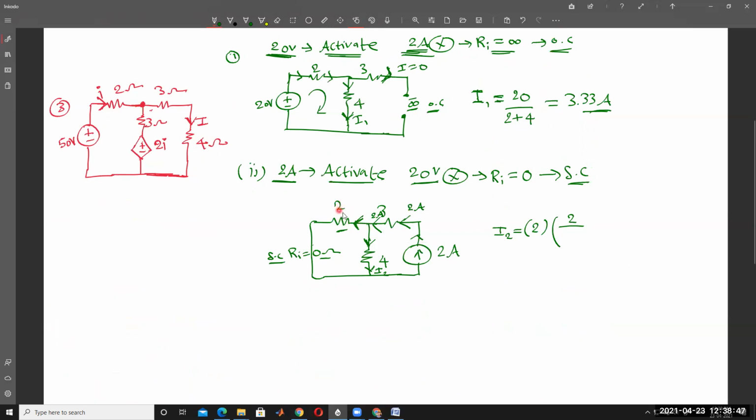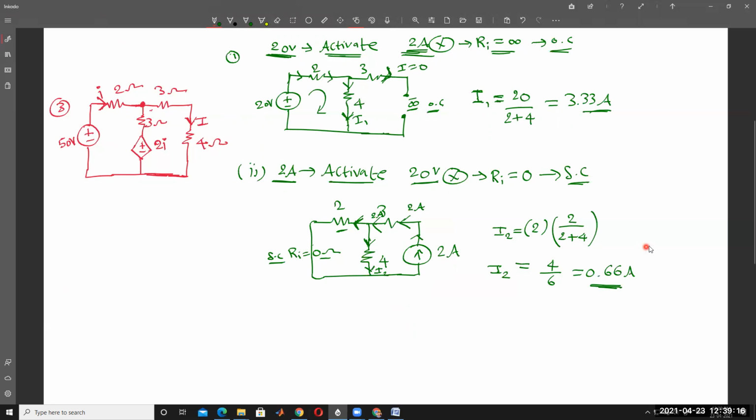It's called opposite resistor by sum of the resistors. Sum of the resistors means 2 plus 4 only. Am I right? That is called 4 by 6. So how much is 4 by 6? 2 by 3, that is 0.66 amps. Understood? This is called the current divider rule.